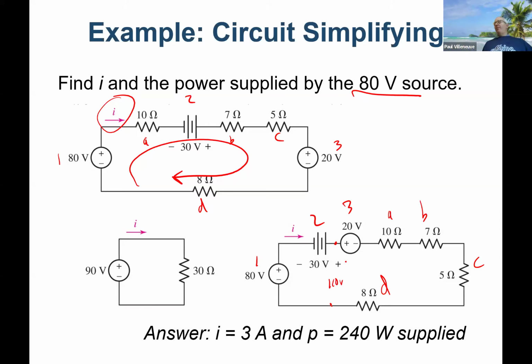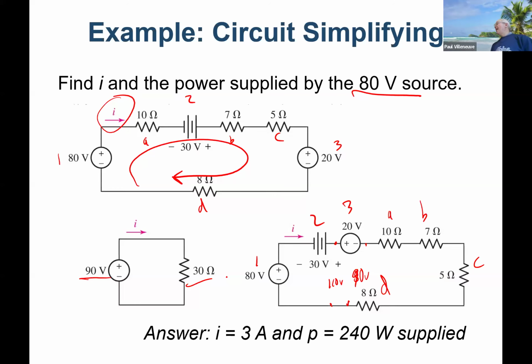Then I drop 30 volts. So from here to here, I have 80 volts, right? Or 90 volts. That's 20 volts down, sorry. So that's the first part. And then the next part is this voltage here is 90. Now I'm just going to sum those resistors. 10 plus 7, 17, plus 5, 22, plus 8, 30. So my circuit now is 90 volts and 30 ohms.